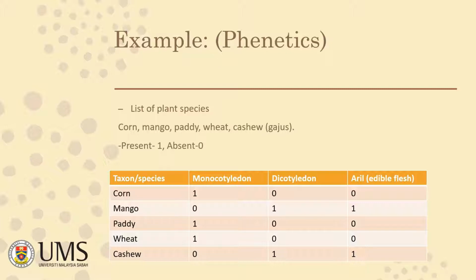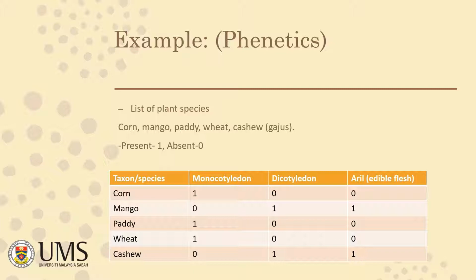For example, corn. In the column of monocotyledon, corn, they are monocots. Mango is not a monocot, absent. Look at here. And then paddy is a monocot. Wheat is a monocot. Cashew is not a monocot. So we look at dicotyledon. Corn is not a dicotyledon. Mango is a dicotyledon. Paddy is not a dicot. Wheat is not a dicot. Cashew is a dicot. So for edible flesh, only mango and cashew have edible flesh.